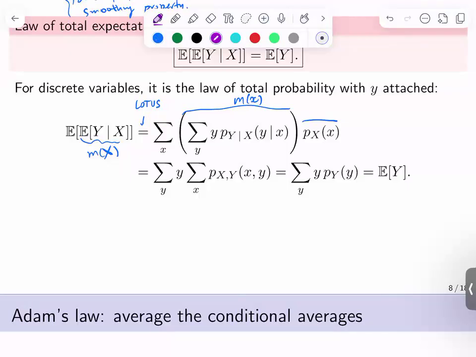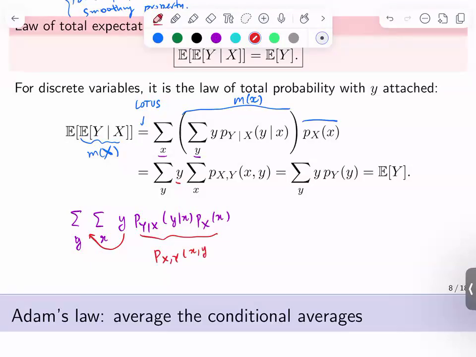At this point, we switch the summation. So I switch x and y. So I get summation over y and then summation over x, and we get y, p of y given x, and then I move this as well inside. Now I can pull this out. This comes out because it doesn't depend on x. We're summing over x, right? So this comes out here, and this product would be just p xy, the joint density.